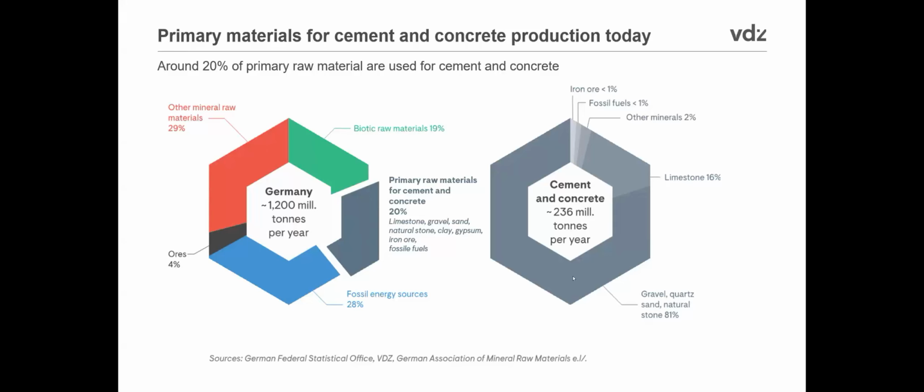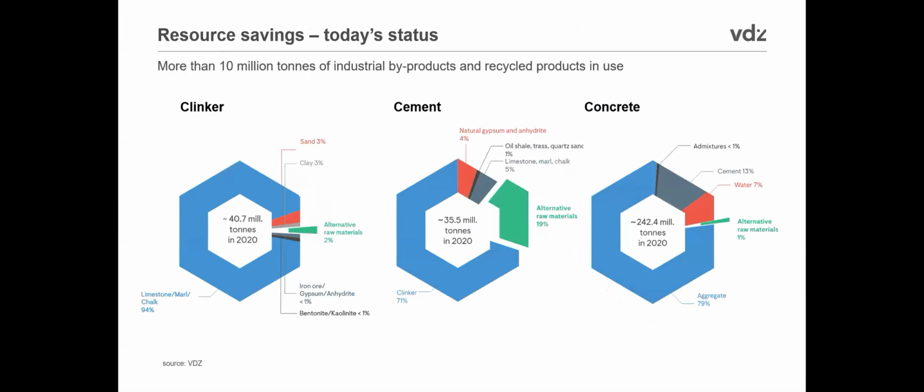And what you can see here is that we have roughly 240 million tons of raw materials to be used in our country each year. And there are others, of course, other materials that we use here, but the main part here is gravel, quartz, sand, natural stone, and limestone to be used as a raw material for clinker or to be used as an aggregate in concrete production.